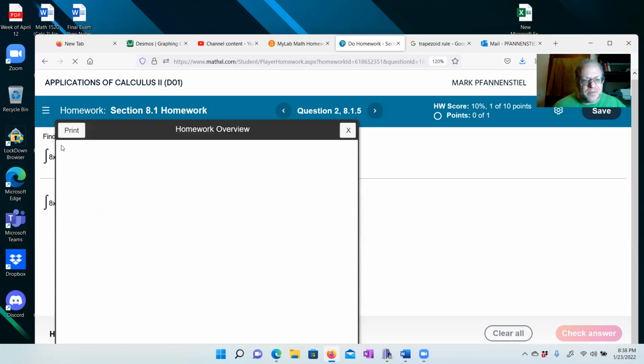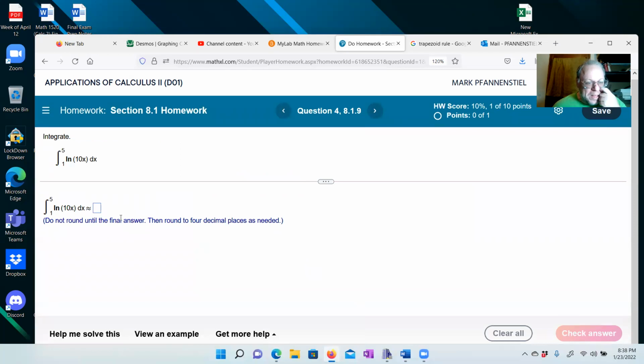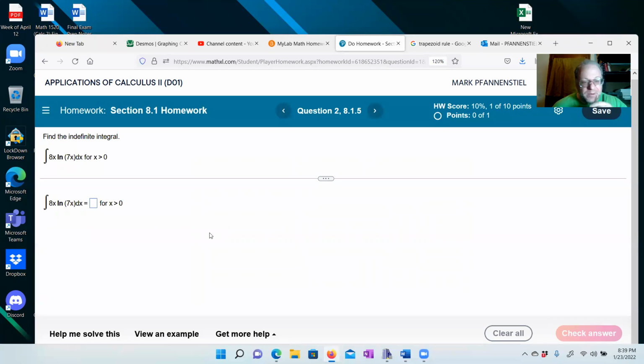Let's see if there's a closer one here. Not quite. If you ever see the integral of a natural log, you're almost always guaranteed you're going to use integration by parts. Not always, but mostly. I'm going to pick this one because it's got an x, natural log 7x.